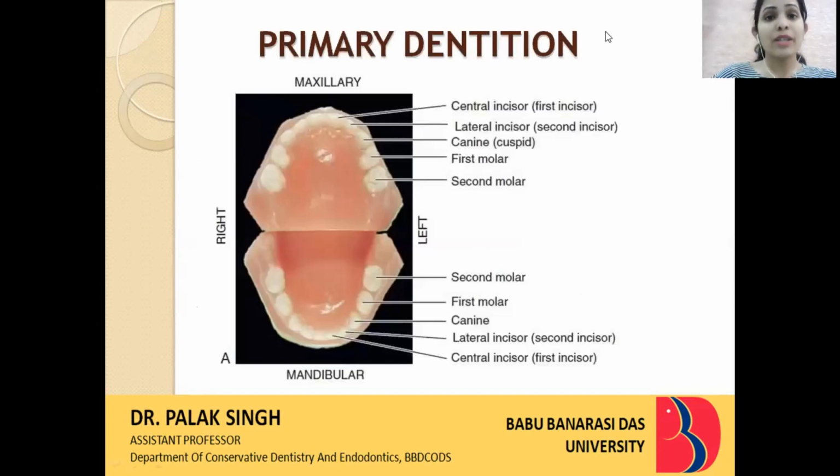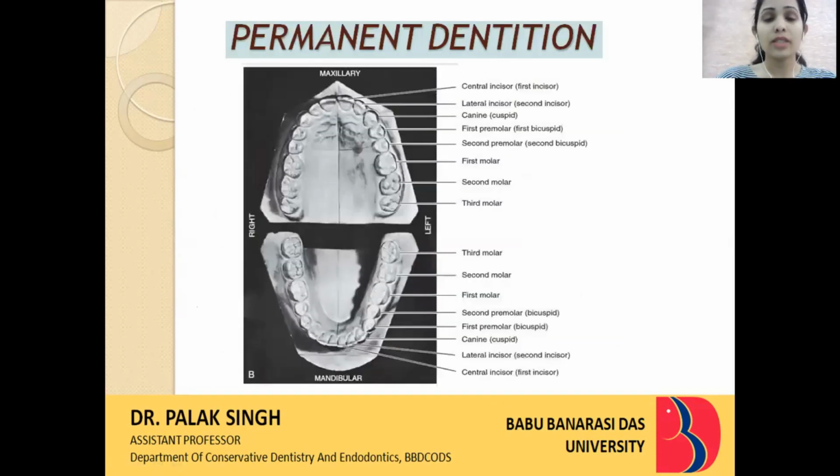Now, you must be aware of the primary dentition and permanent dentition. So, let me just brief you about it. Primary dentition contains 20 teeth, which includes the central incisor, lateral incisor, canine, first molar, and second molar. Similarly, we have it for mandibular dentition also. So in total, there are 20 teeth. Permanent dentition consists of 32 teeth, including central incisor, lateral incisor, canine, first premolar, second premolar, first molar, second molar, and third molar. So each arch consists of 16 teeth. So both the arches will include 32 teeth.